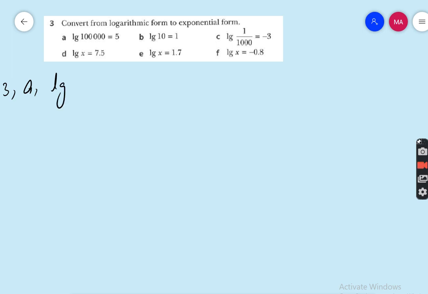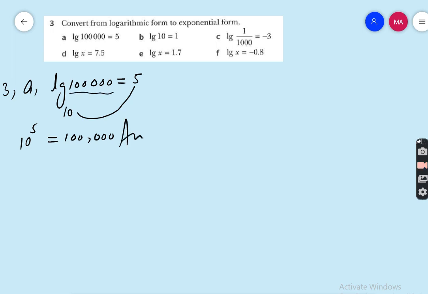Part A. lg 100,000 is equal to 5. Whenever you see lg without the middle letter o, it means the base is 10. It is understood. So the answer of part A, question number 3, is 10 to the power 5 is equal to 100,000. The base stays the base, the right hand term becomes the power of the base, and it equals 100,000 or whatever. So this is the answer of part A.